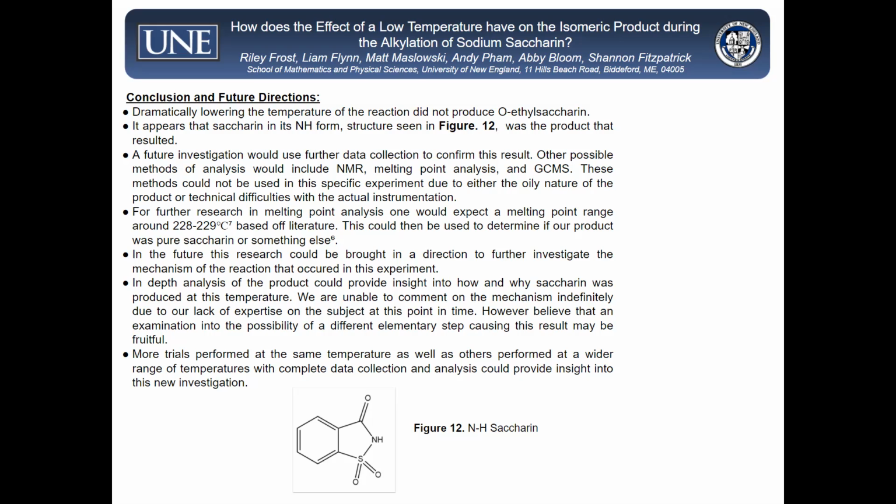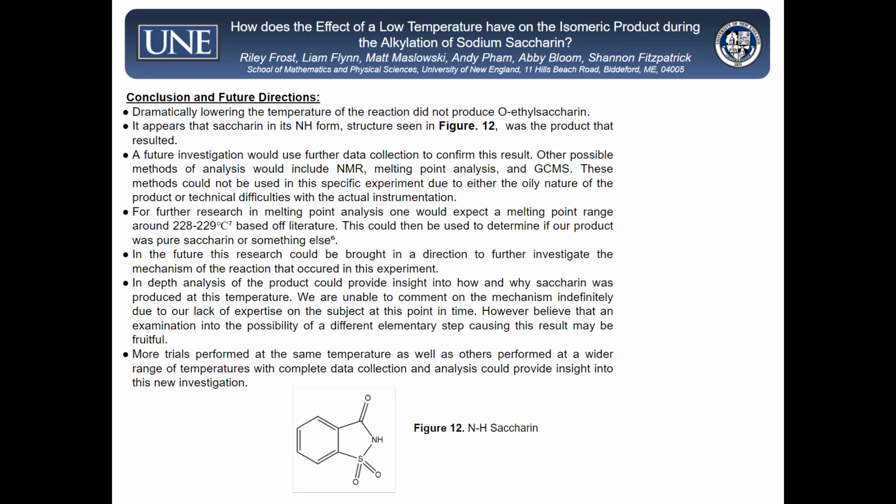We attempted melting point analysis, but our product was just not solid enough to fit in the capillary, and because of this, we could not do melting point analysis. For further research in melting point analysis, one would expect a melting point range around 228 to 229 degrees Celsius based off other literature. This could then be used to determine if our product was pure saccharin or something different.